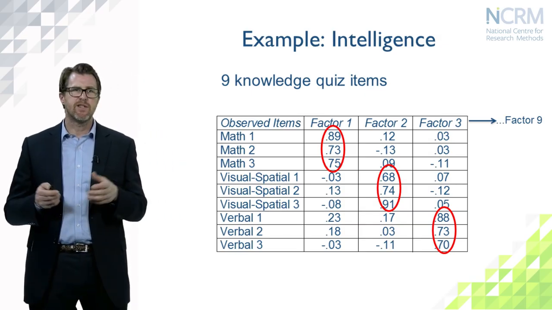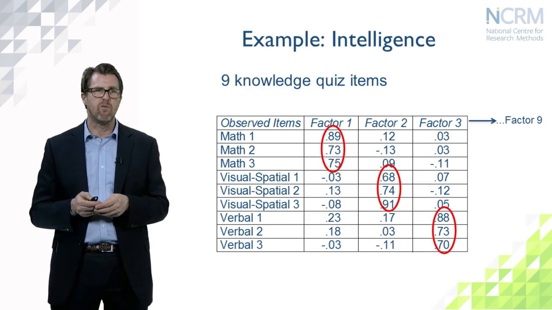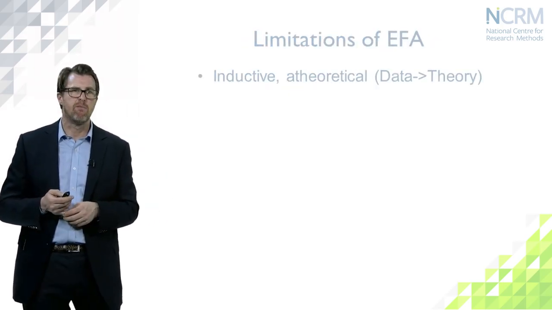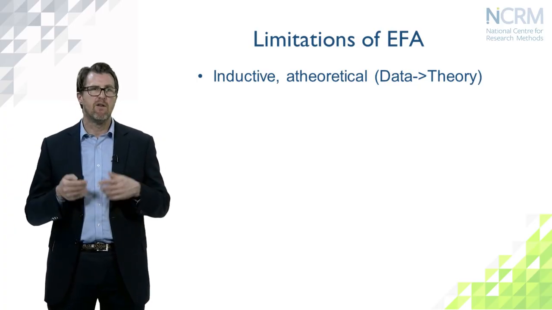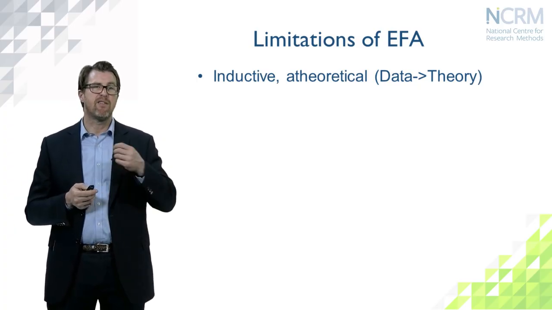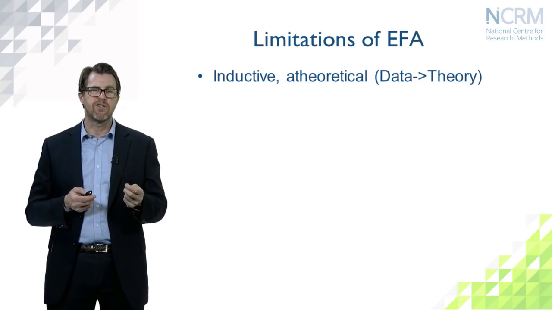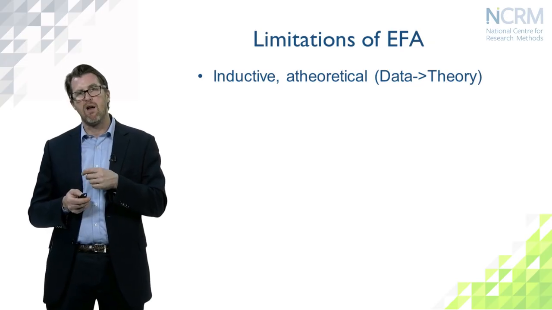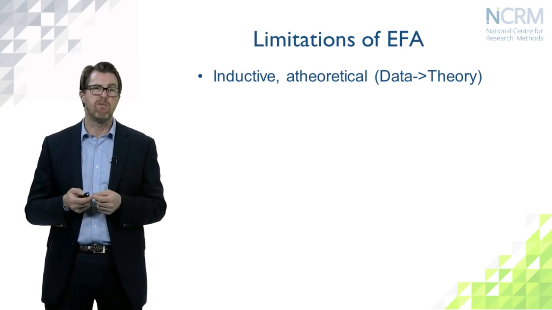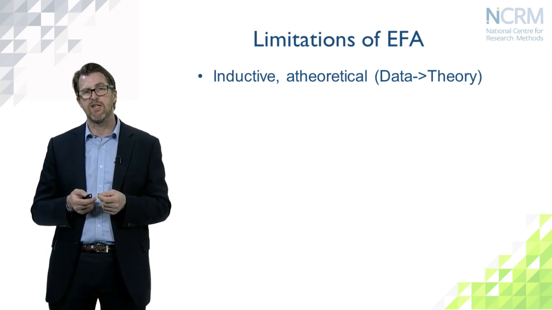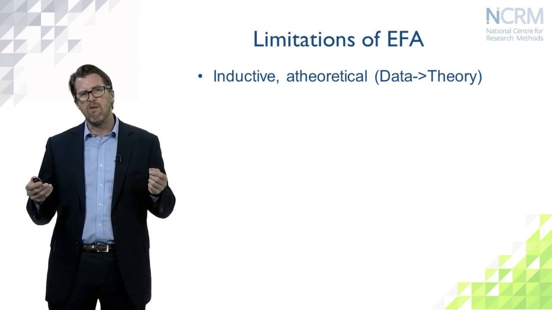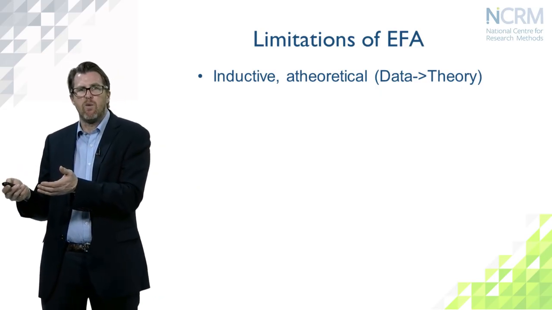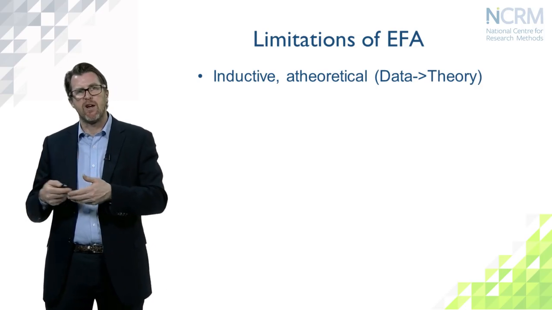So this is a very useful procedure and has been widely used in social science for many decades, but it does have some limitations. Firstly, EFA is an inductive, rather atheoretical procedure, and that is something which in general we are less happy with in terms of the way that we build theory in quantitative social science. So we've got a situation where the data is telling us what our theory should be, when generally we would prefer to do that the other way round.